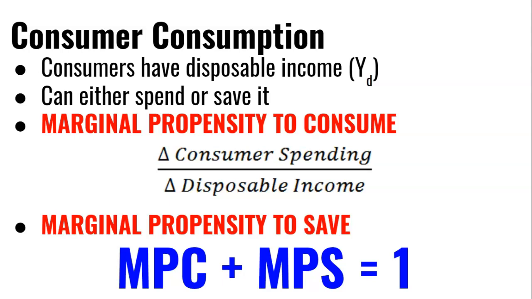Or put a different way, for every dollar I earn, every new dollar I earn, a portion of it has gone to consumption, that's the marginal propensity to consume. A portion of it went to savings, the marginal propensity to save, and together those two add up to the dollar that I earned.